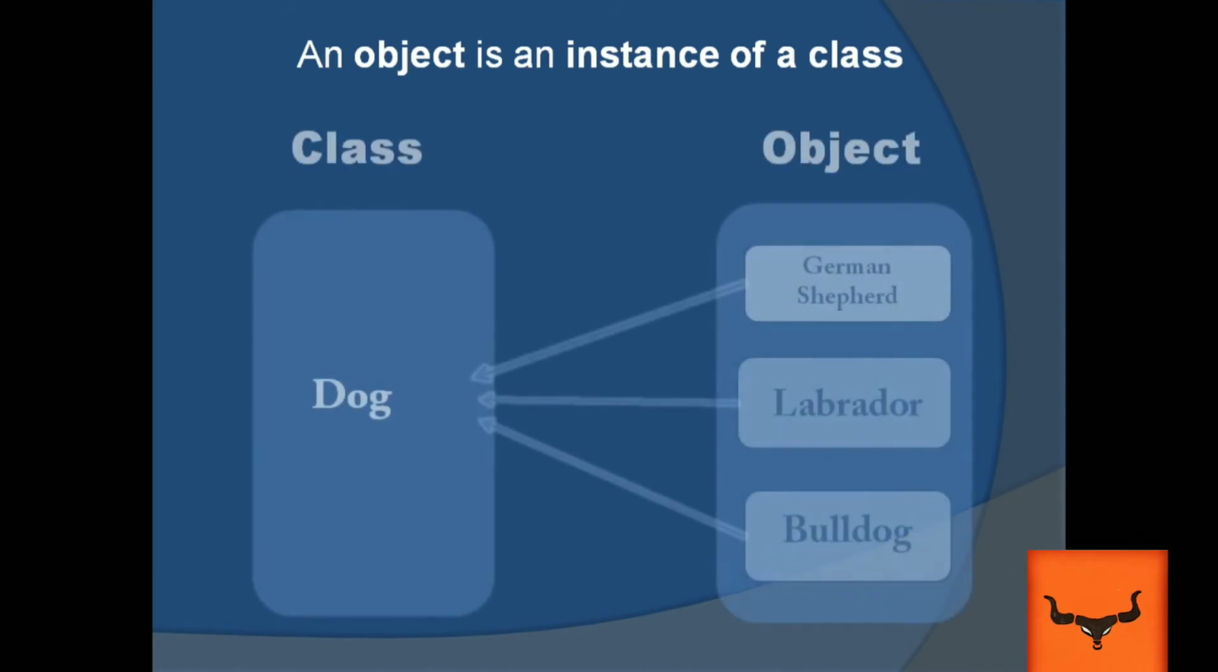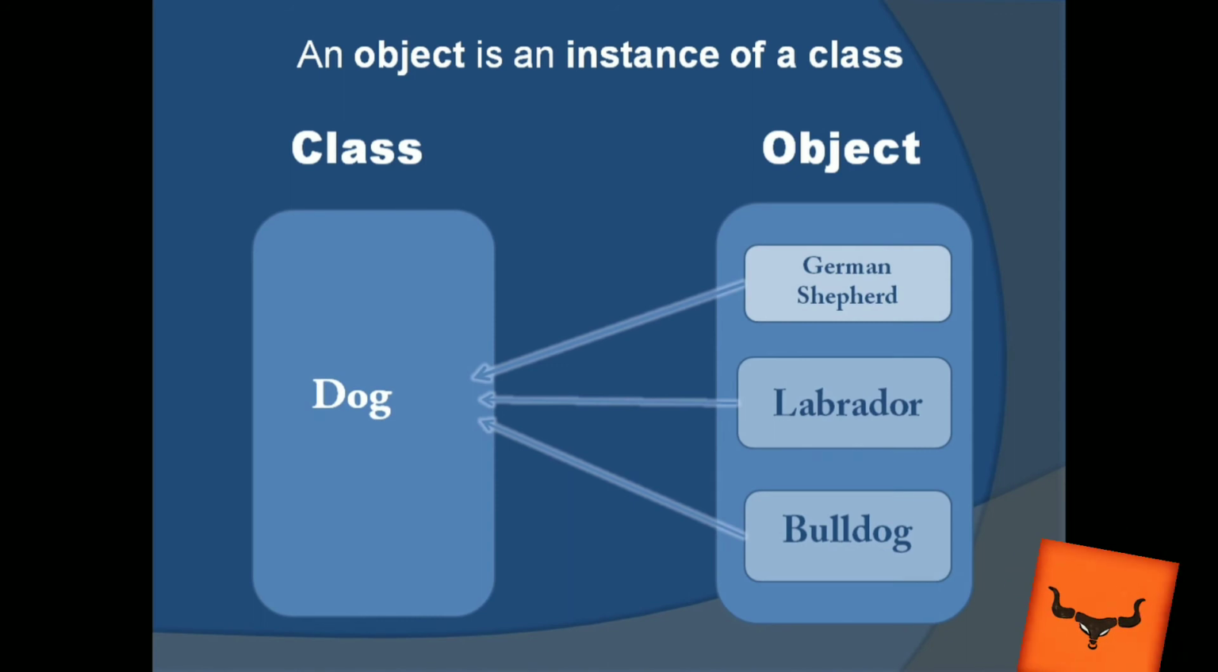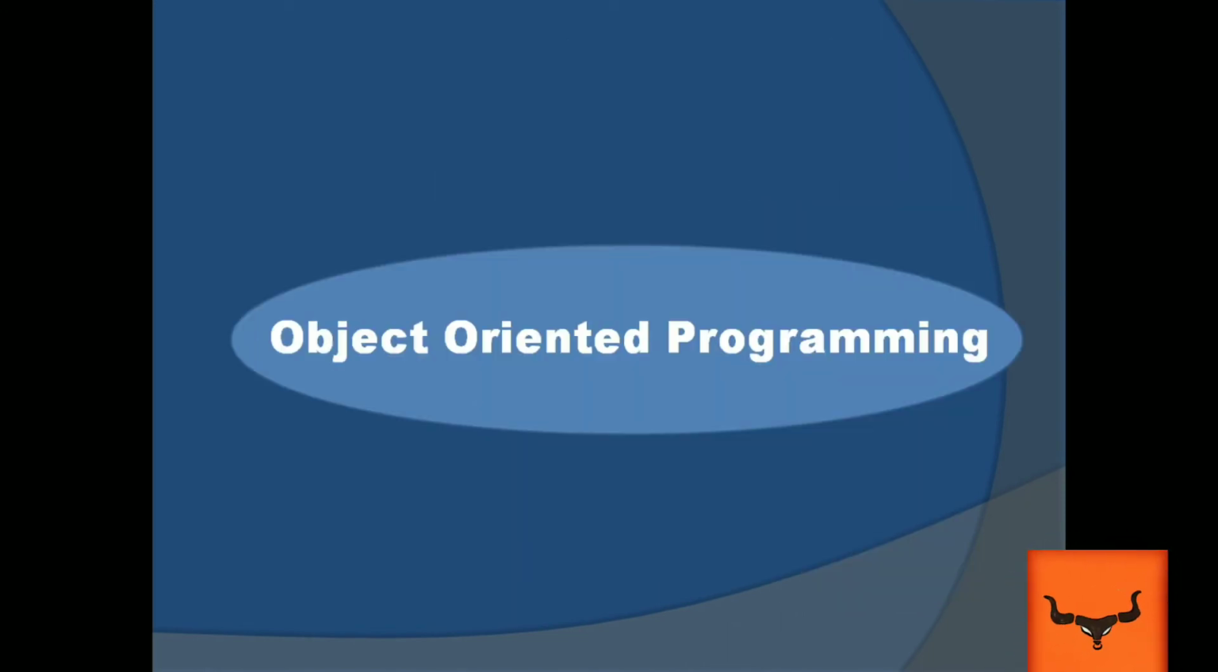In this example, consider the breeds of the dogs as objects, and the class dog has attributes which are related to dogs, and these attributes are the same for all breeds of dogs. The only thing that makes a difference is their height, weight and shape.